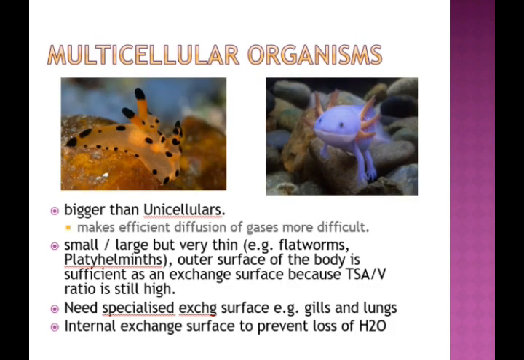So what about multicellular organisms? They are much bigger than unicellular ones. It means that diffusion of gases will be much more difficult. So you have these animals which are small, or large but very thin. For them it is okay because they can still get enough oxygen since they are thin enough. But for others, you need specialized exchange surfaces like gills or lungs.